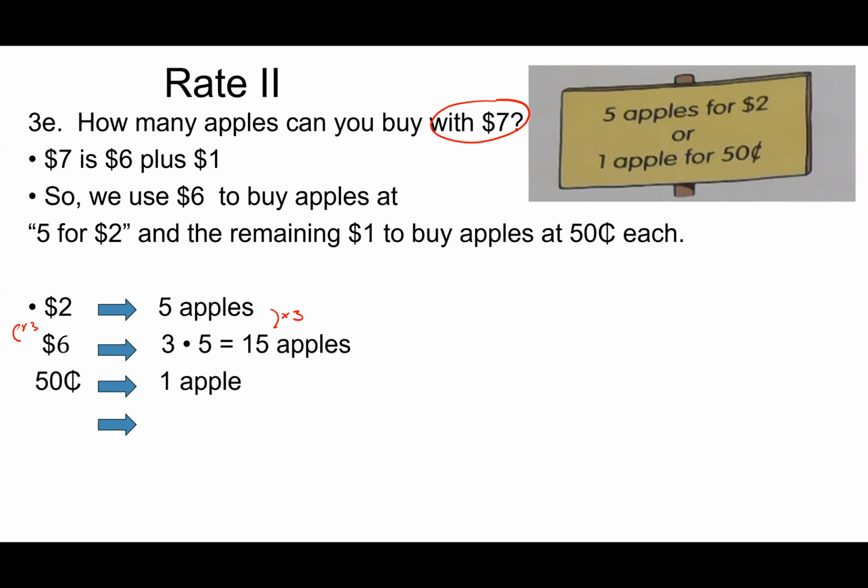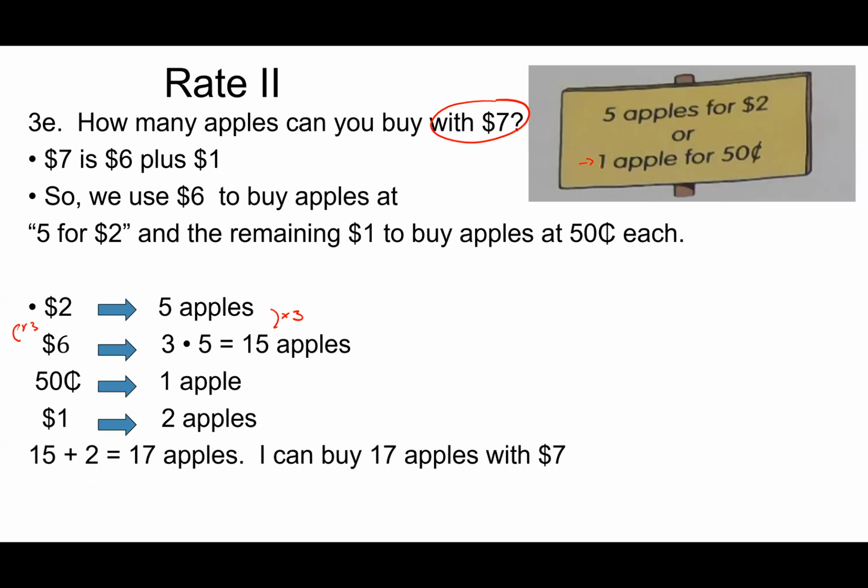So now I'm going to use the second rate, 50 cents gives me 1 apple. I can buy 2 apples with $1. How many apples can I buy all together? Come on, guys. I've got 15 and I've got another 2. How many is that? Dorothy? 17 apples all together. Great job. 17 apples with my $7.